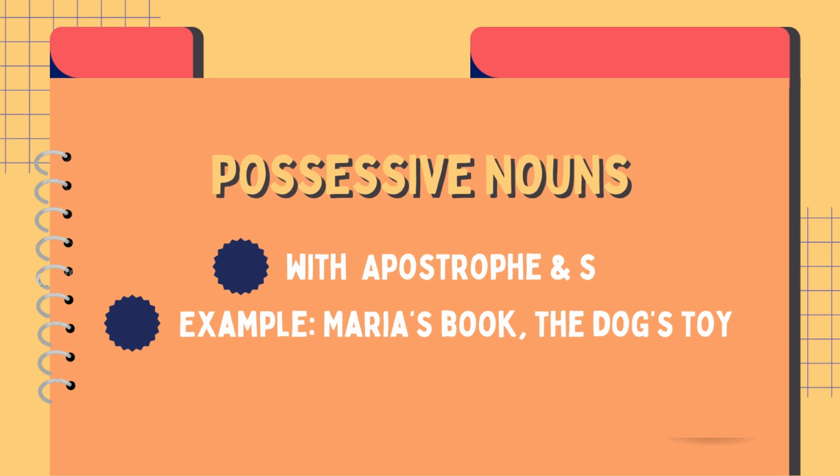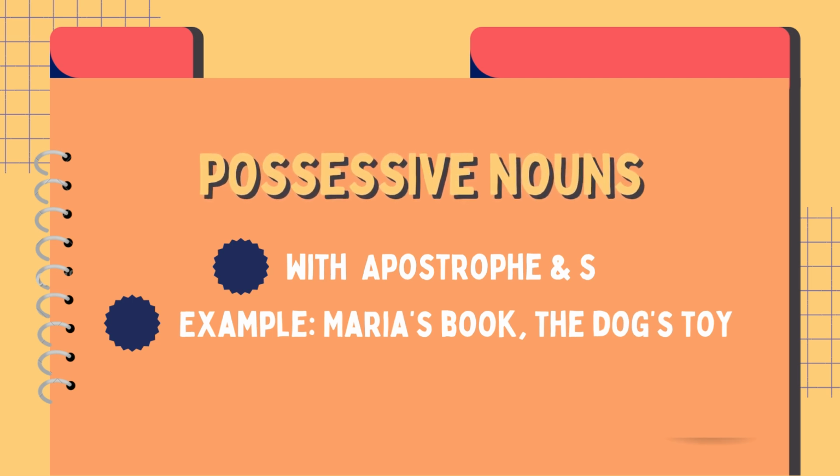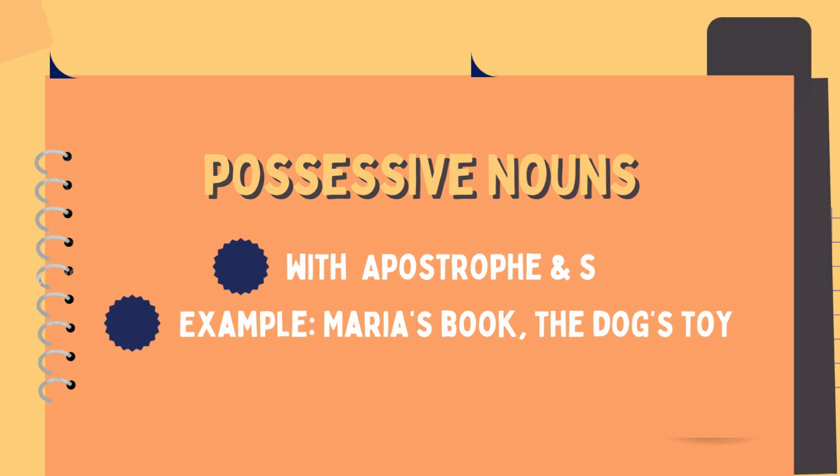Sometimes nouns show ownership. These are called possessive nouns. We use an apostrophe and s to show that something belongs to someone. For example, Maria's book means the book belongs to Maria. The dog's toy means the toy belongs to the dog. Possessive nouns answer the question, who owns it?